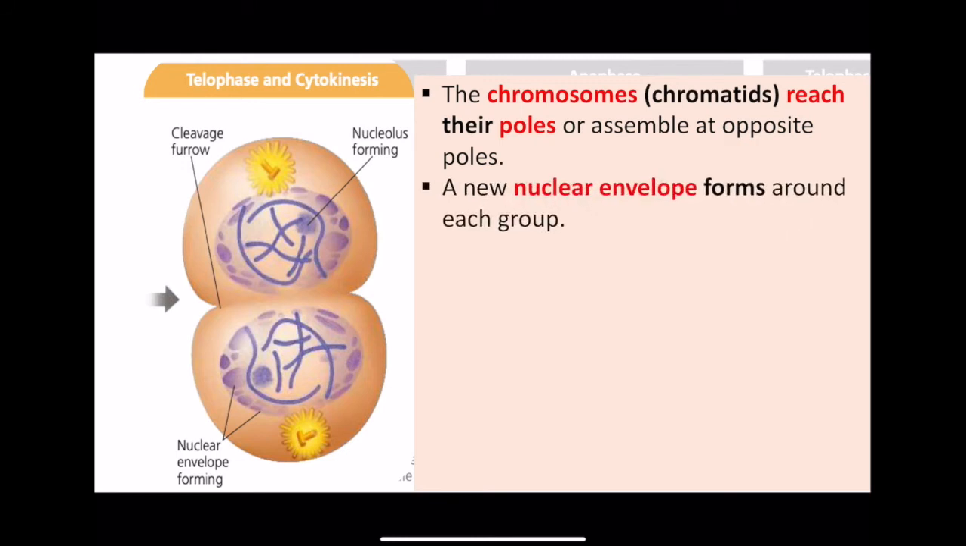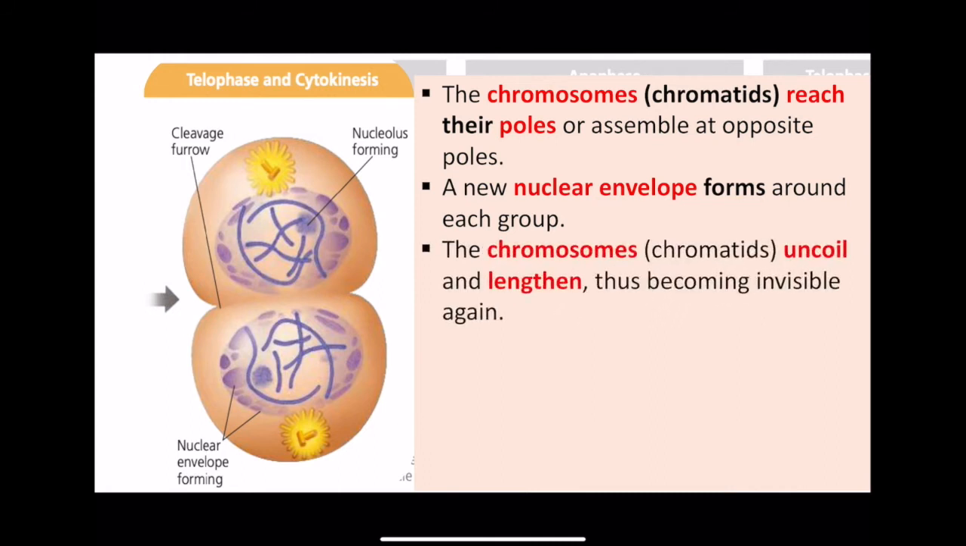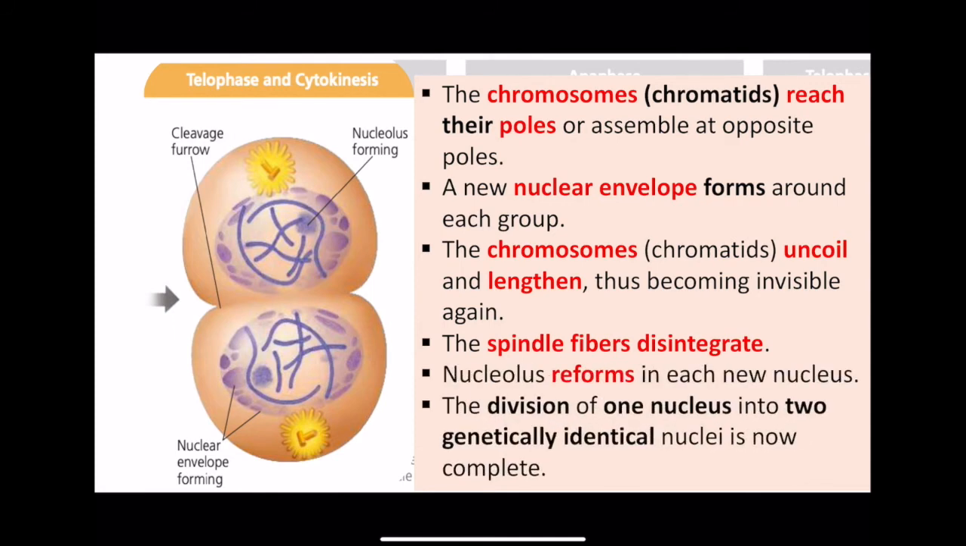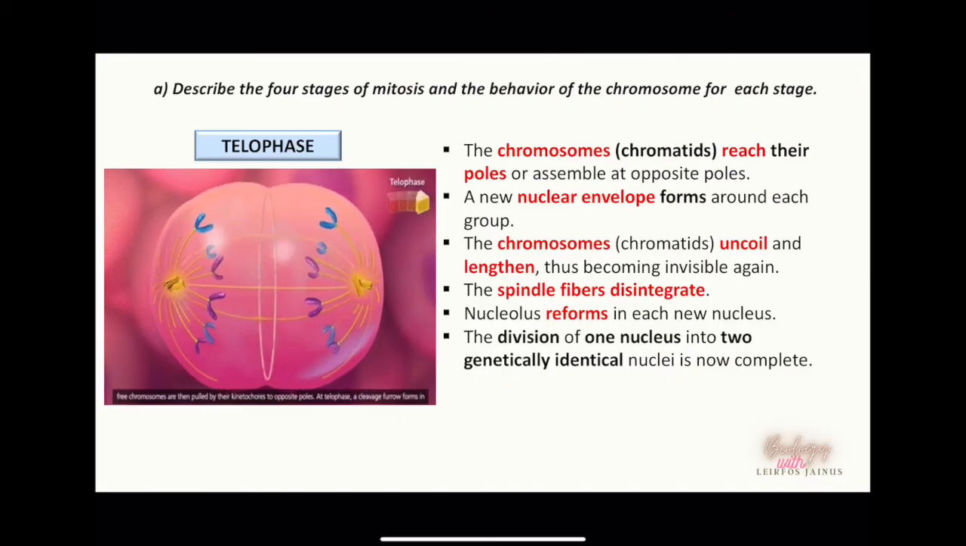A new nuclear envelope forms around each group. The chromosomes uncoil and lengthen, thus becoming invisible again. The spindle fibers disintegrate. The nucleolus reforms in its new nucleus. The division of one nucleus into two genetically identical nuclei is now complete.